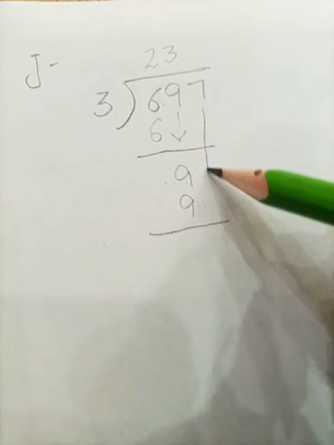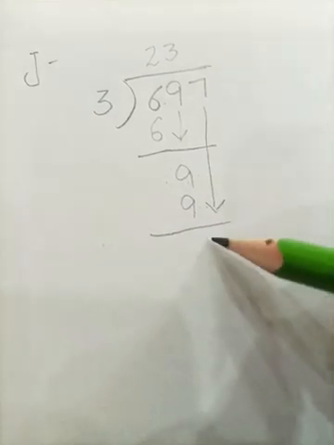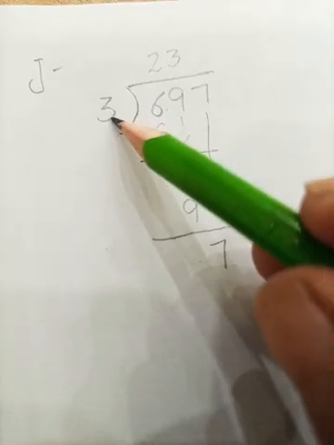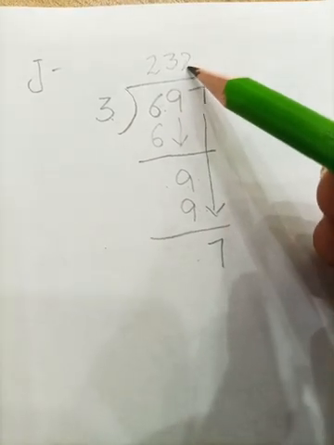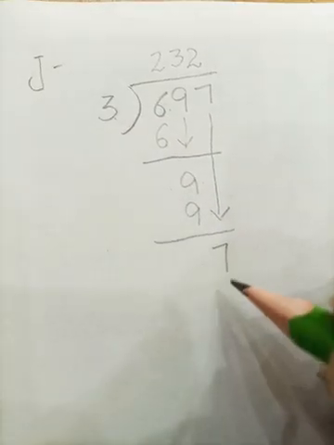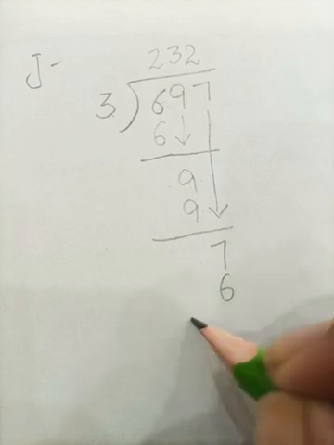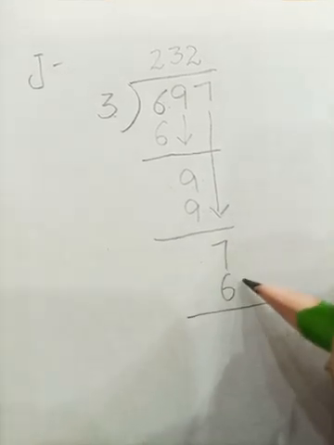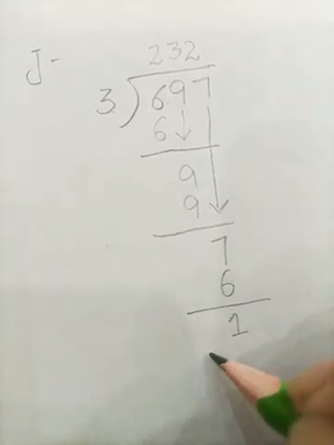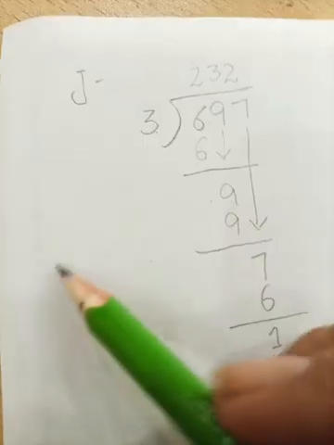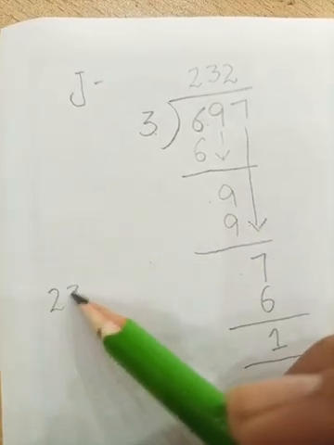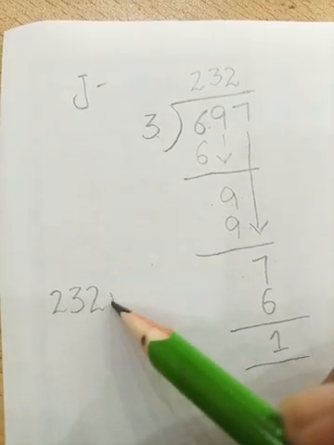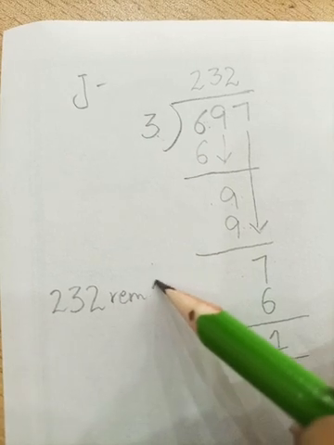So we are taking our ones down here, that is the 7. Now students, 3 2s are 6, because we can't get the 7. So 3 2s are 6 and 7 minus 6, our remainder is 1. You are going to write your answer in this way. 232, that is our quotient, and remainder, that is the 1.